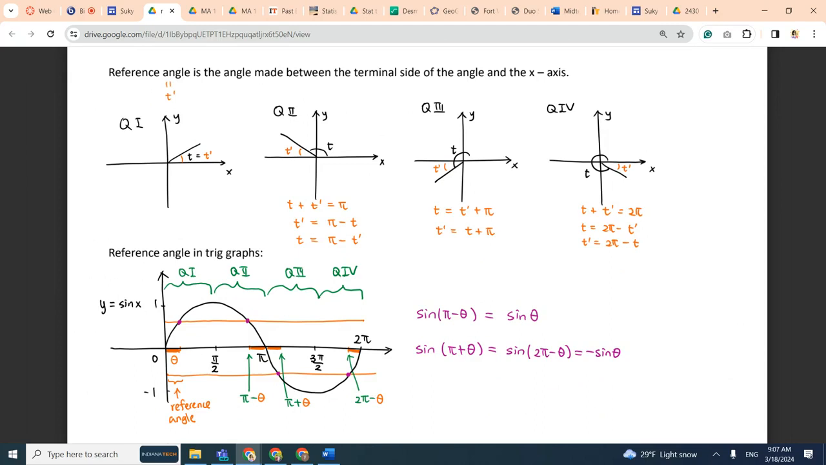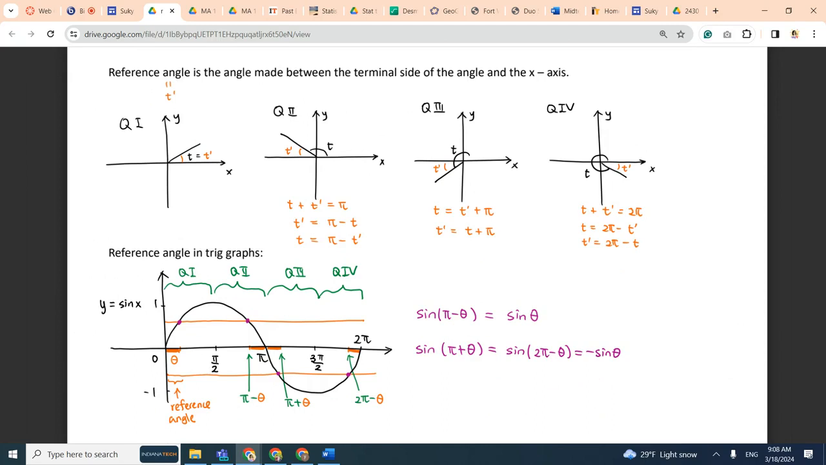And this point is what? Pi plus theta. Can you see from the picture? Yes. How about this point? This is 2 pi, and this piece is theta. So this angle is 2 pi minus theta. And you can see from our unit circle.